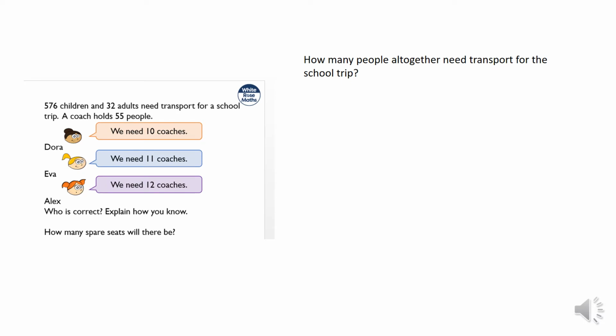First thing that we're looking at here is the problem. Have a good look at it. We've been asked this question: who is correct? Explain how you know how many spare seats will there be. So let's go through step by step. How many people altogether need transport for the school trip? Can you see that on there? Yeah, so it's not just 576 children. We've got another number there because we've got children and adults, but they will all need transport on the school trip.